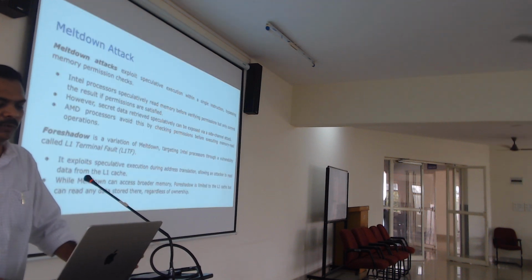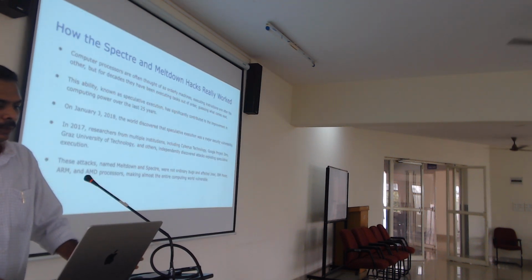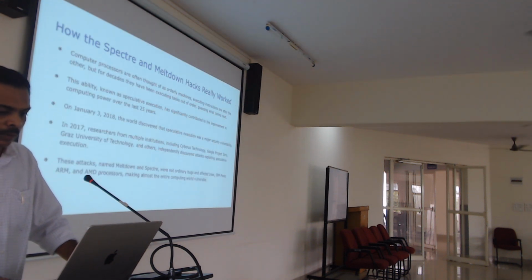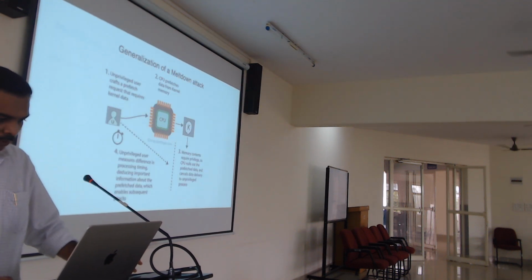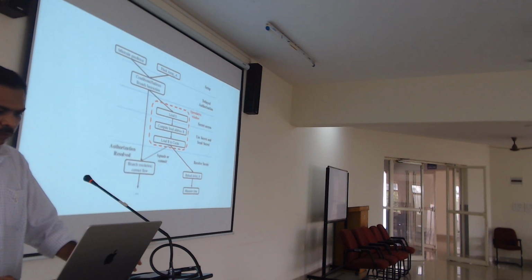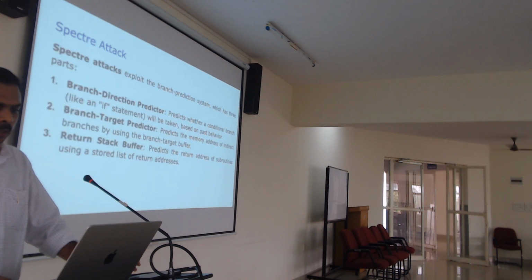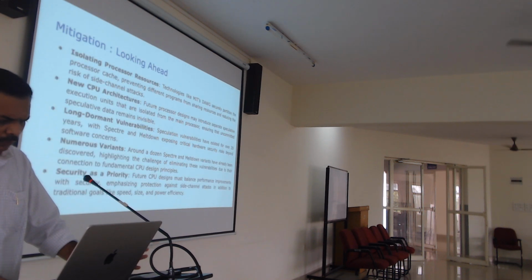So what are these kinds of attacks? They are related to hardware-level attacks. I think I'm running short of time, so I'll quickly go through these things. Anyhow, I'm sharing these materials. What is the process of the Meltdown attack and what is the process of the Spectre attack? You can go through this easily and understand.